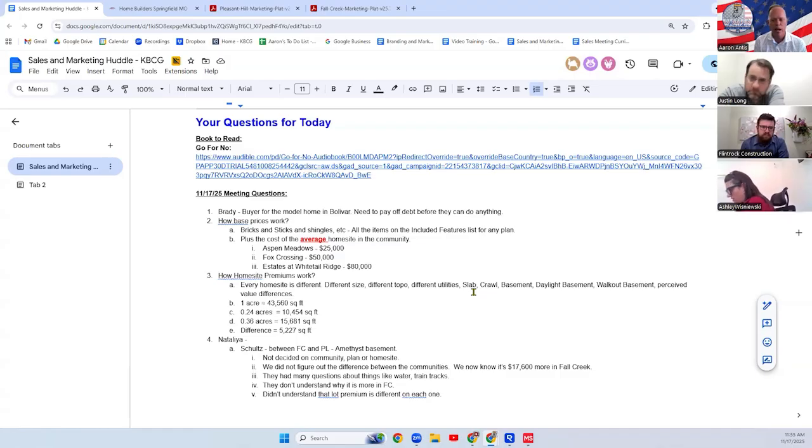the utilities, the slab, the crawl, the basement, perceived value. All of those things are what help you. You have to get the customer to the one-of-a-kind floor plan, the one-of-a-kind community, the one-of-a-kind home site. Until you do that, you will never get anybody to move forward. You have to get them to plan, community, home site. And it's usually in that order.